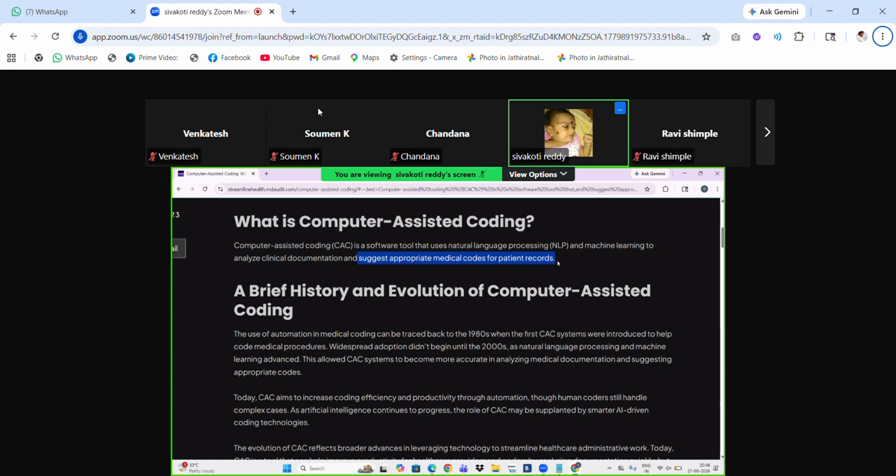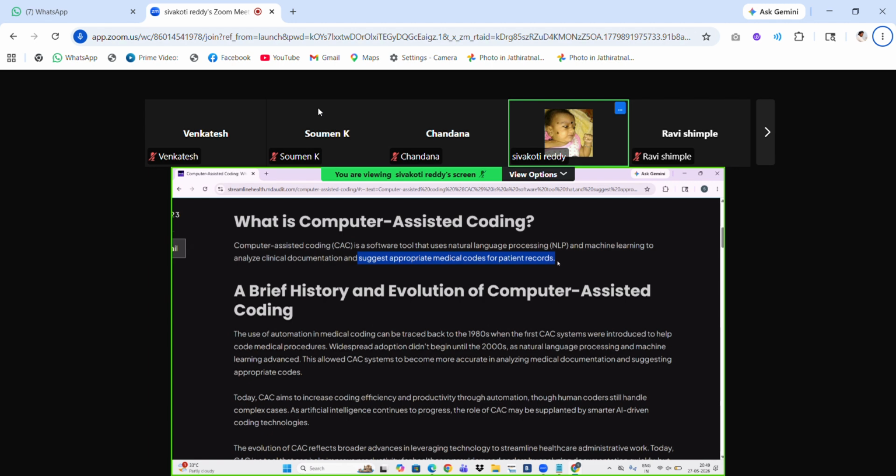Then accuracy increases. Quality also automatically increases, because if 80 to 90% is suggested correctly, the remaining 10 to 20% we can cross check easily. Rather than coding 100%, you already get 80% of the codes. For the remaining codes, we can check easily, right? So productivity, accuracy and quality increase, and manpower is reduced. These are the impacts on coders of the implementation of CAC.